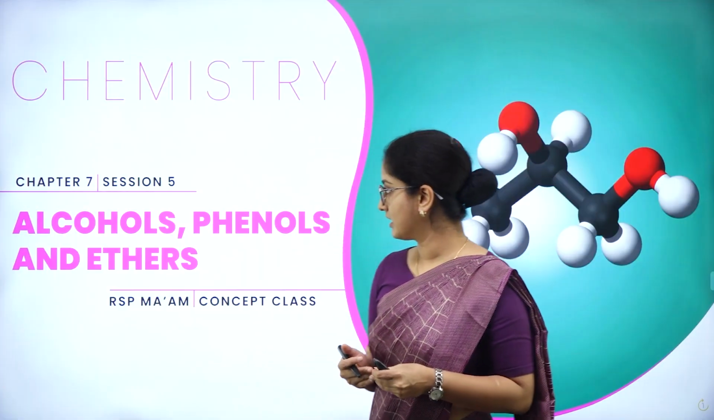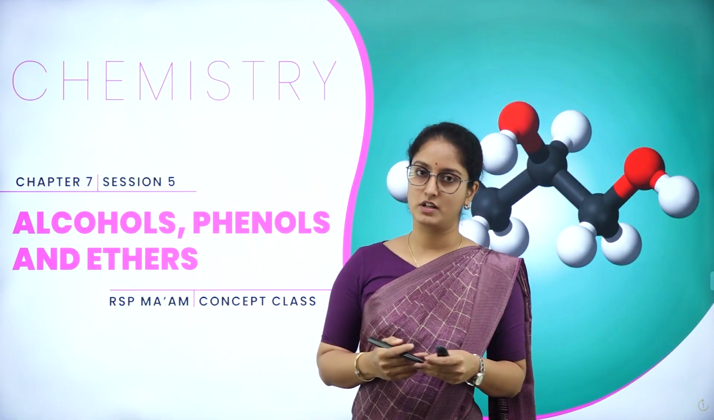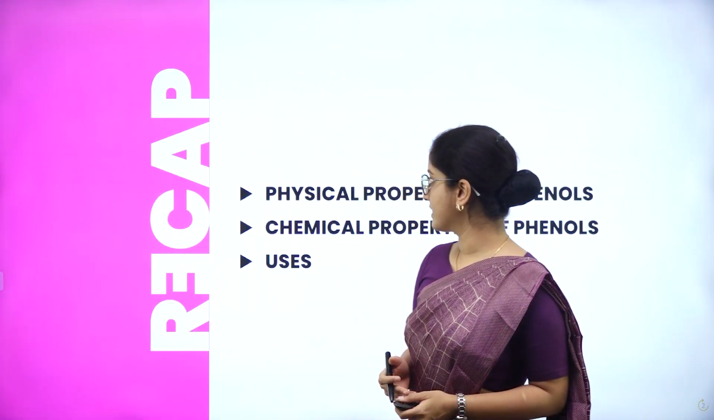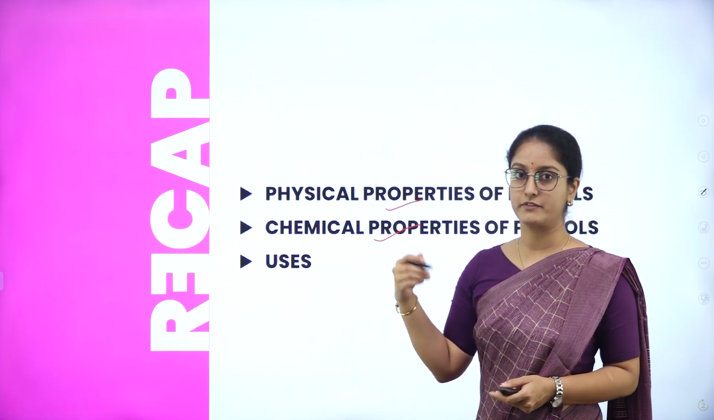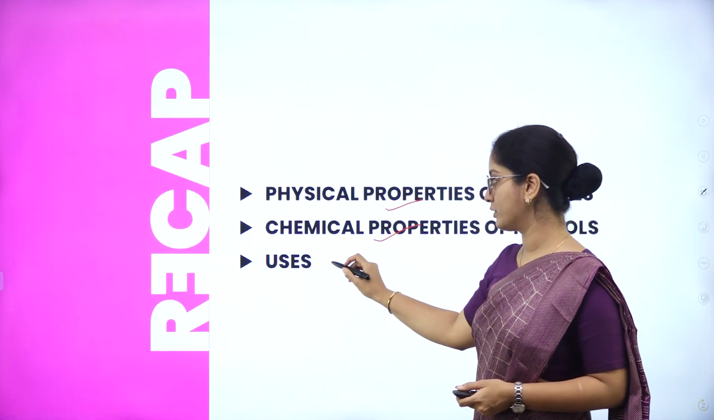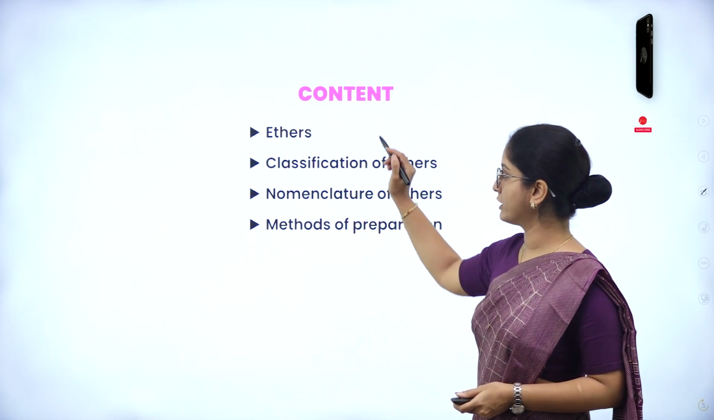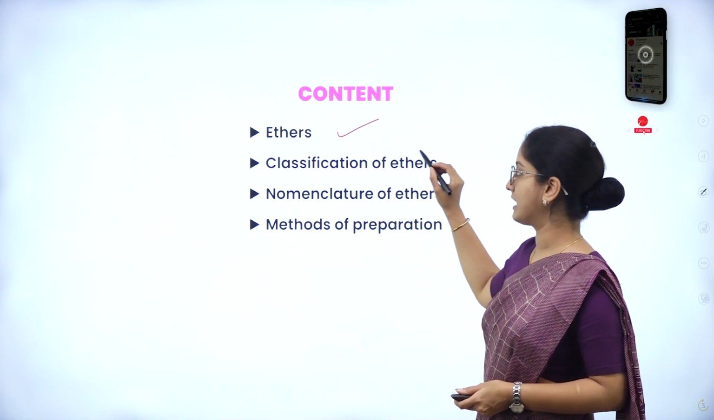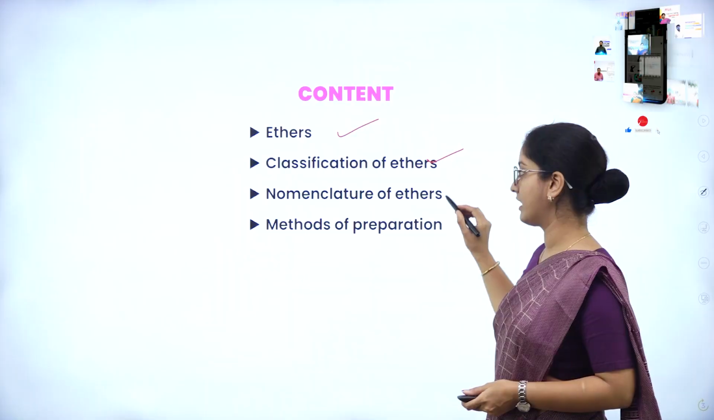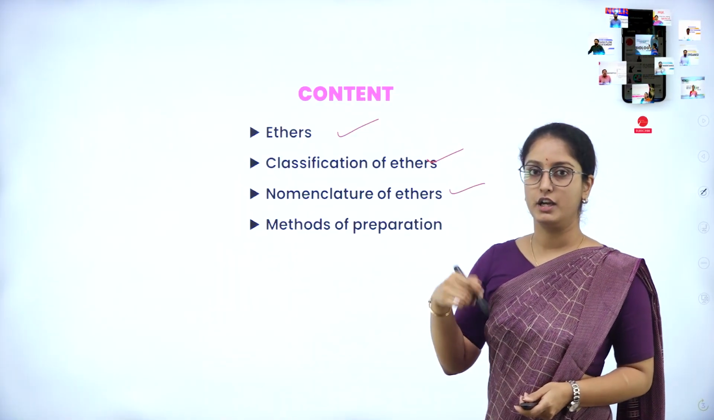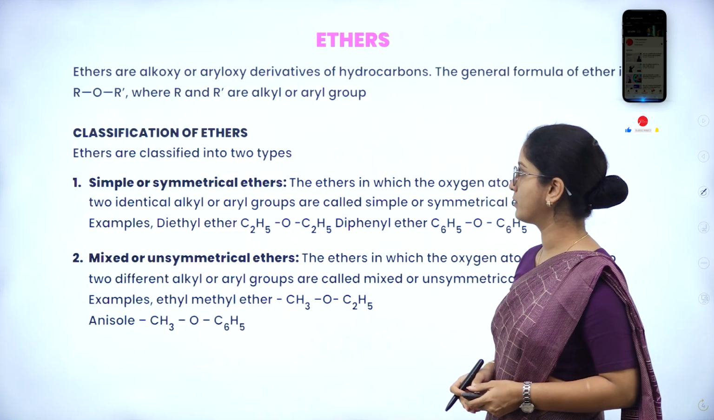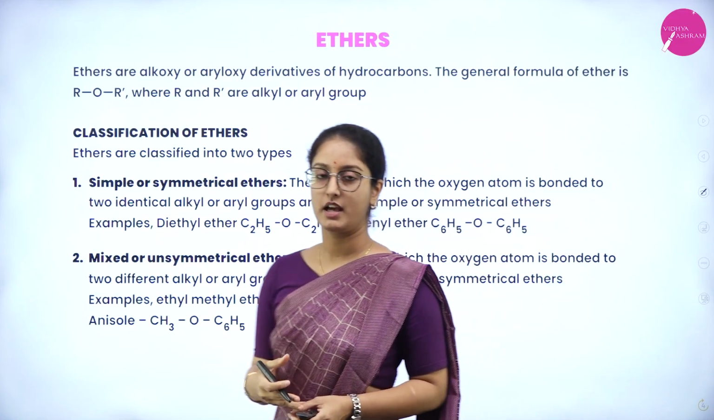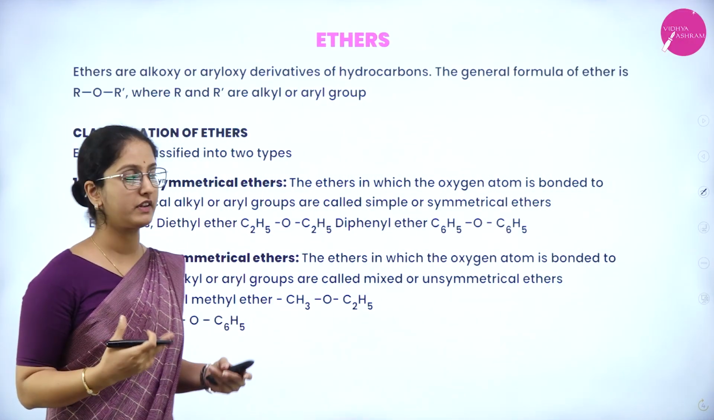So let us start the chapter Alcohols, Phenols and Ether. So in the previous session, we have studied about physical properties and chemical properties of phenol and also their uses. So in this session, we are going to study about ethers, classification of ethers, then nomenclature of ethers, and also about methods of preparation. So let's start with what are ethers and what is the general formula of ethers.